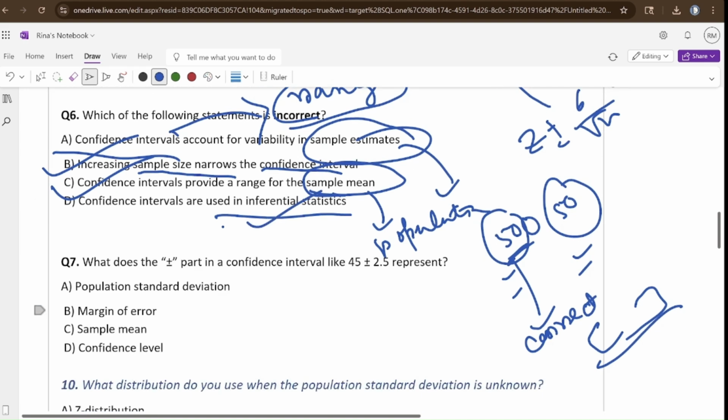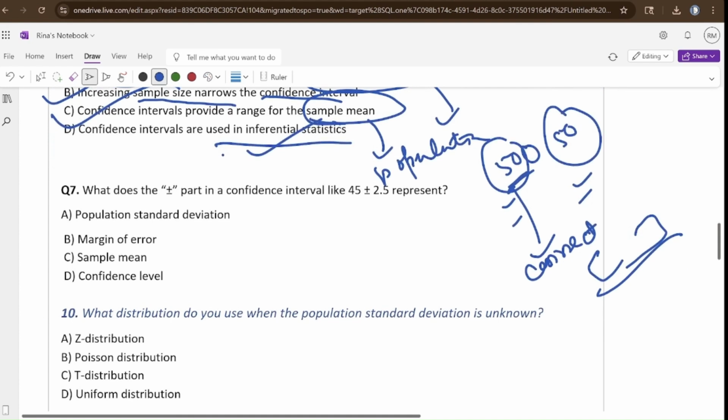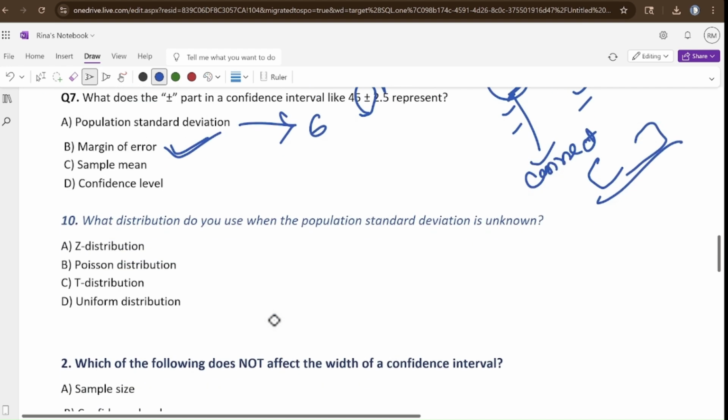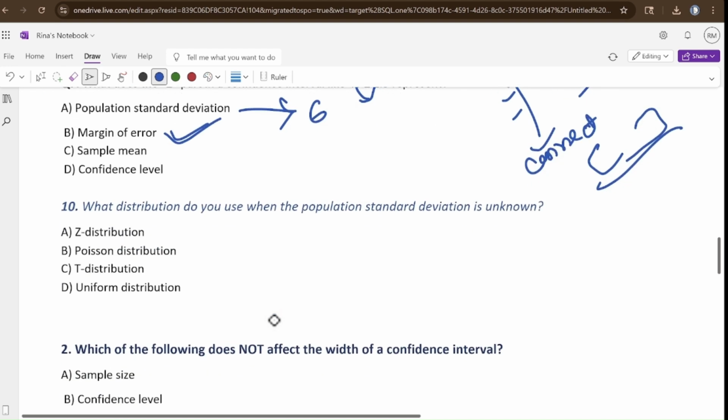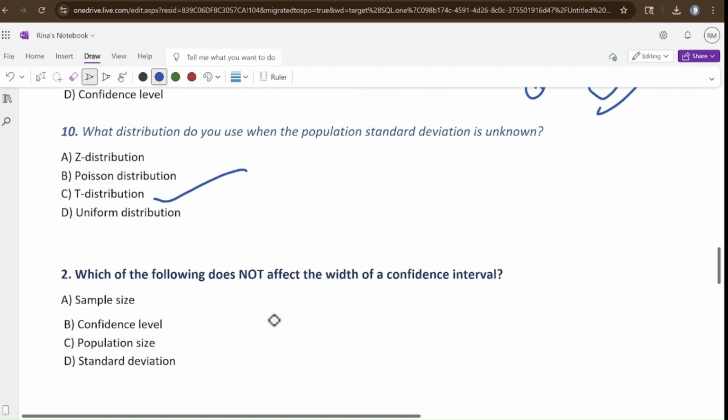Next question. What does the plus minus part here represent? Plus minus part means population standard deviation. No, that is sigma. It is the margin of error. Margin of error means I am considering the error which may occur. What distribution do you use when the population standard deviation is unknown? T distribution. Right?